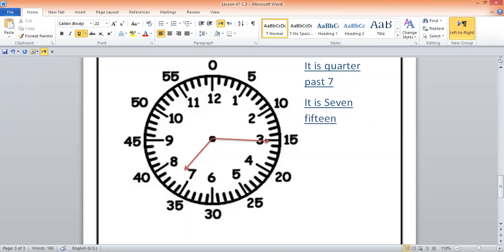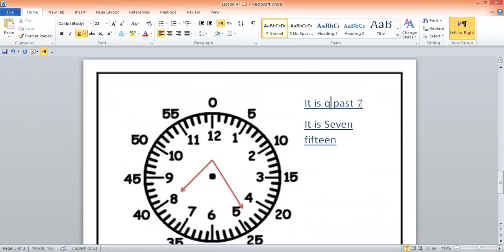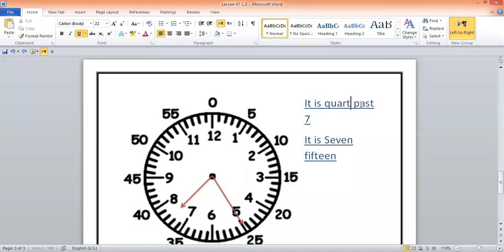It is 7:15. Okay, if it comes to here, so you can check the minutes. How many minutes are there? 5, 10, 15, 20, 25. So you can say it is 25 past 7.